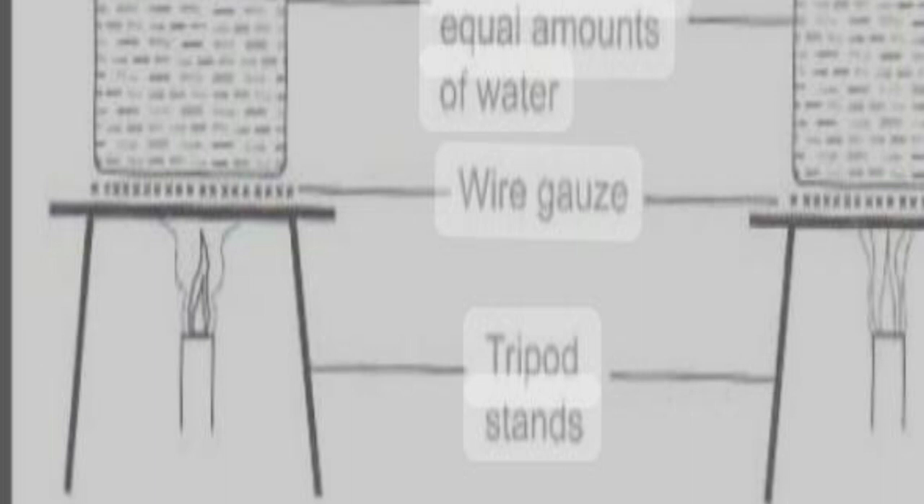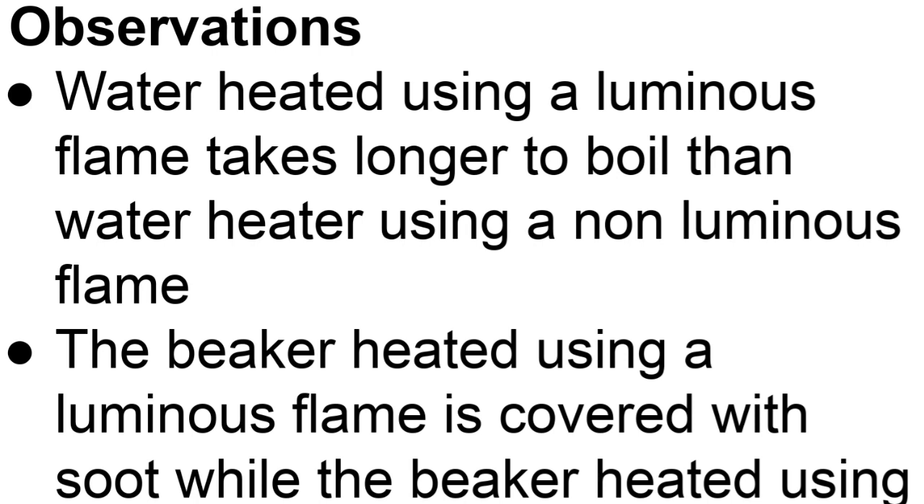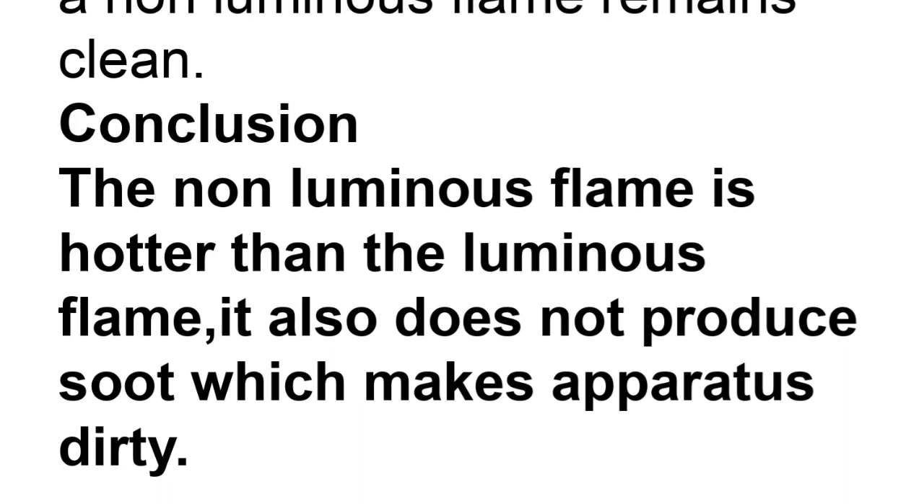This is what is observed after some time. You realize that the water that was heated using a luminous flame took longer to boil than the water heated using a non-luminous flame. That tells us that the non-luminous flame is hotter than the luminous flame. Something else that was observed in this experiment is that the beaker heated using a luminous flame is covered with soot, while the beaker heated using a non-luminous flame remains clean.